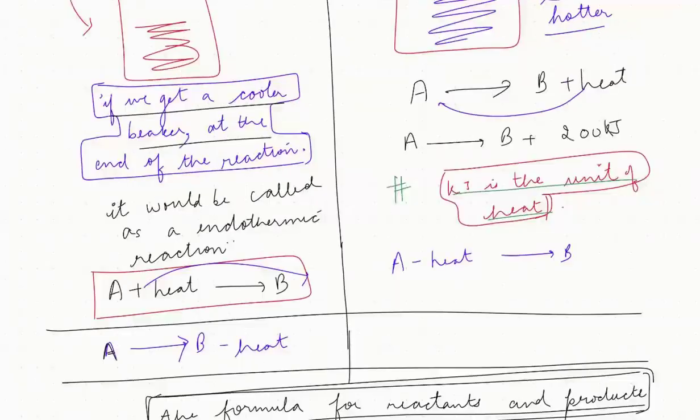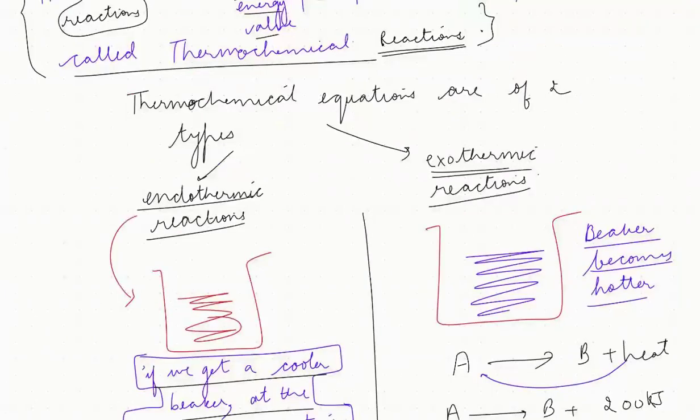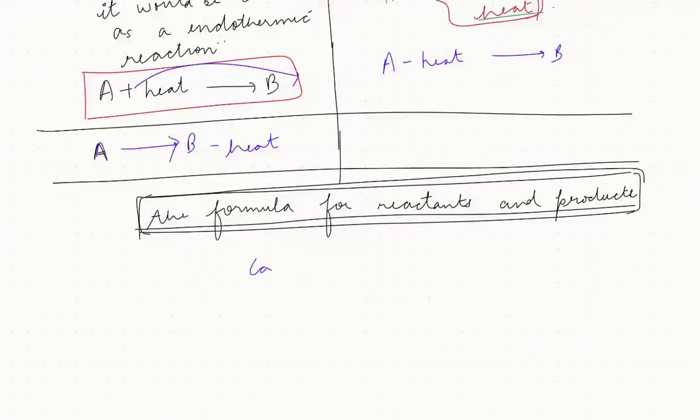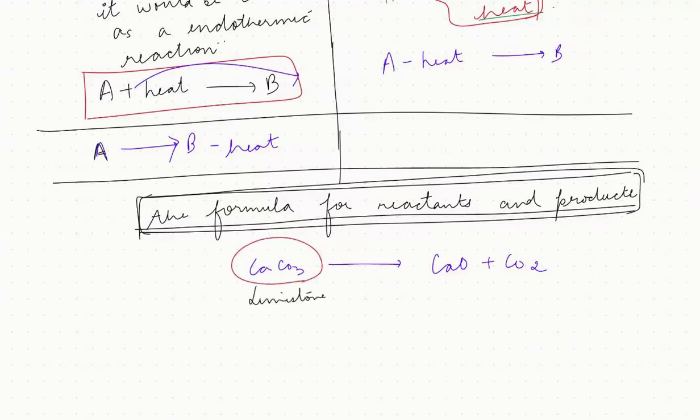Ma'am, can you repeat what you said? I'm saying, let's suppose I write CaCO3, and on heating it would form CaO and CO2. I am simply saying that CaCO3 on heating will give you CaO and CO2. So what is CaCO3? That's limestone. So I am saying that you have the formula for CaCO3. CaO is quicklime, so there would be the formula of CaO. And there would be CO2, which is the formula of carbon dioxide.